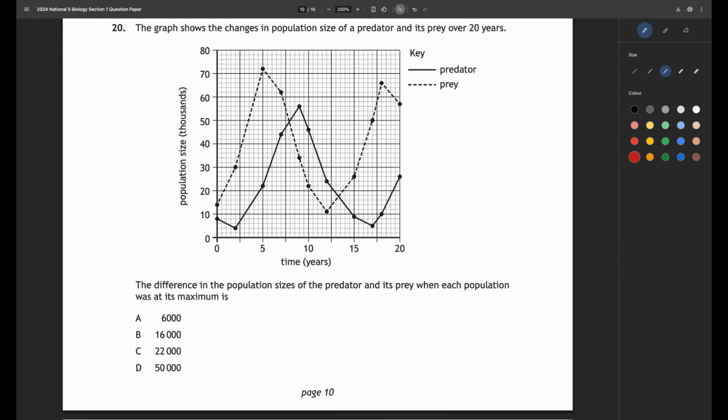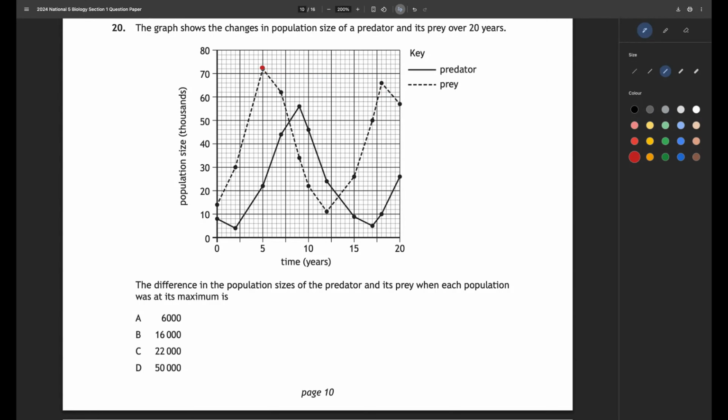Okay, number 20. The graph shows the changes in population size of a predator and its prey over 20 years. Difference in the population sizes when each were at their maximum. Okay, so first of all, the predator is the solid line. So the solid line's maximum here looks as though it's around about 56,000. Although that looks just like 56 on the scale there, remember the units, the units here on the scale, it says thousands. So that'll be 56,000.